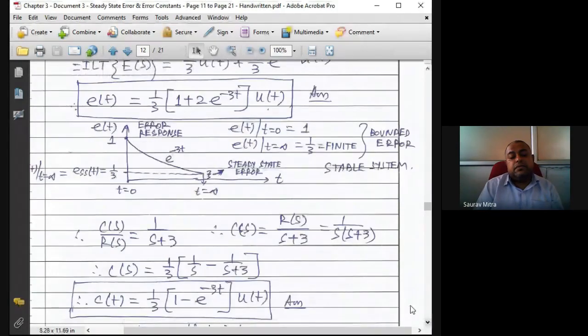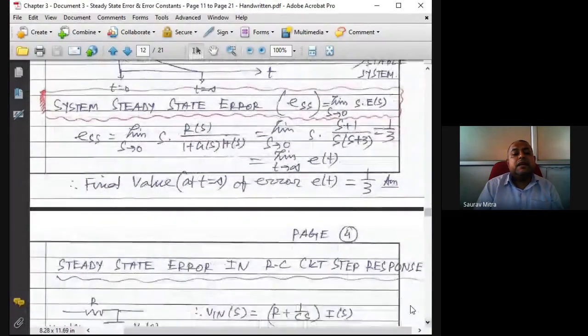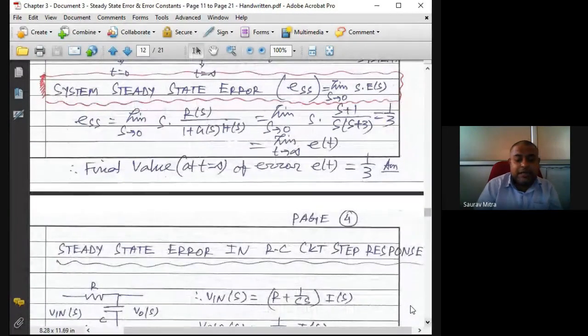So for finding error, what we require is, first, we need to know the type of input. We need G(s) and H(s), and then the formula is R(s) divided by 1 plus G(s)H(s). Substitute R(s), substitute G(s), substitute H(s), get E(s), then take partial fraction if required, and then take the inverse Laplace transform, and you will find the equation of e(t). So that is one part of it.